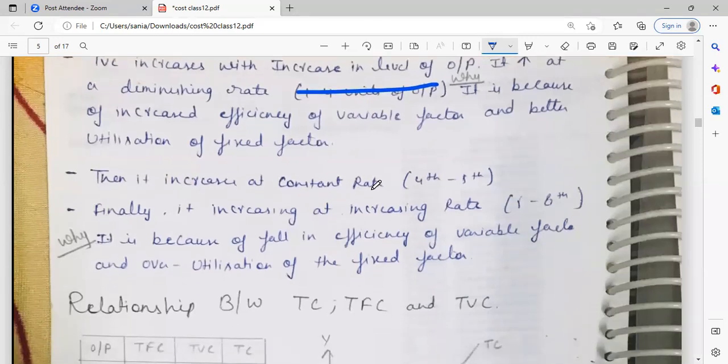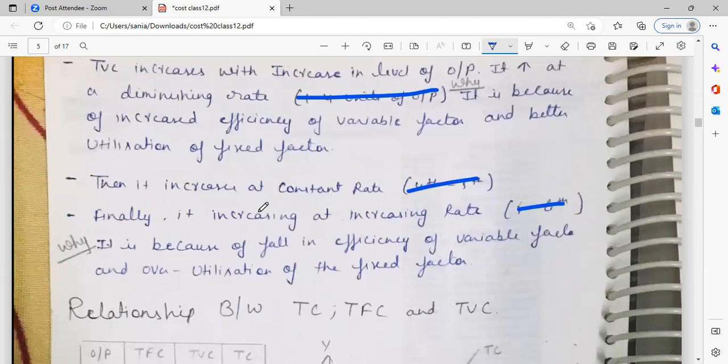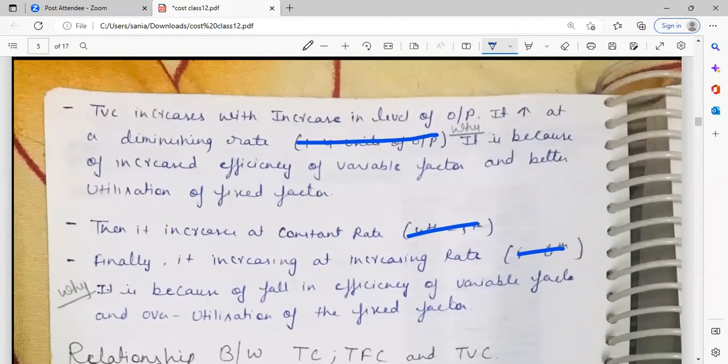Then it increases at constant rate. Then it increases at increasing rate. No need to write the units. And then it is because of the fall in efficiency of the variable factor. Sometimes they ask you why TVC is increasing at increasing rate, so this is the reason. You have to write why and just add a dash over here, and this is the reason why it is increasing at this increasing rate, because of this. Clear? Okay, quickly write it down.